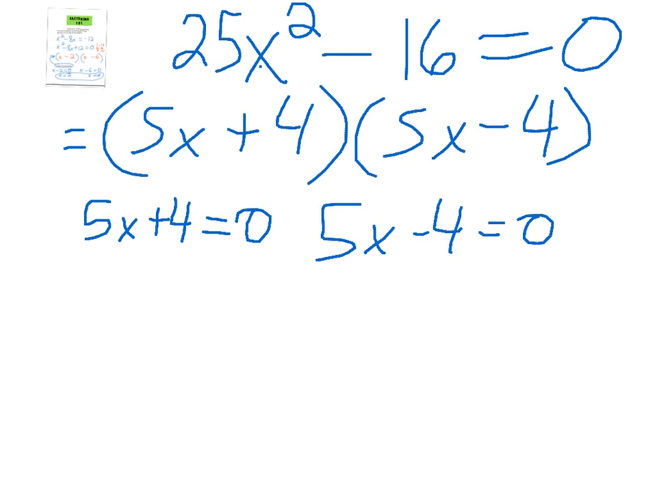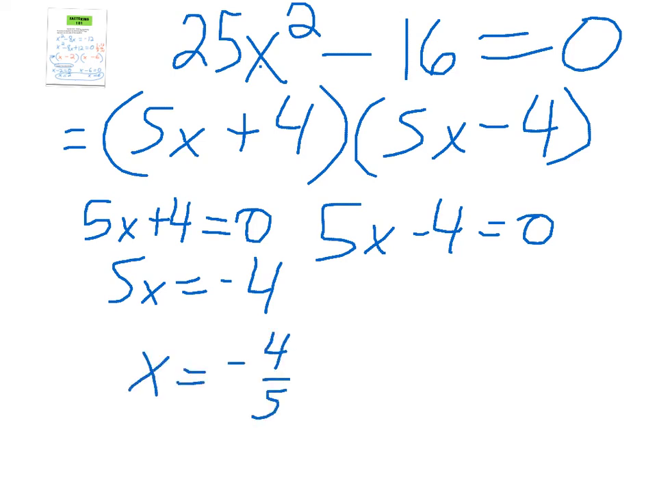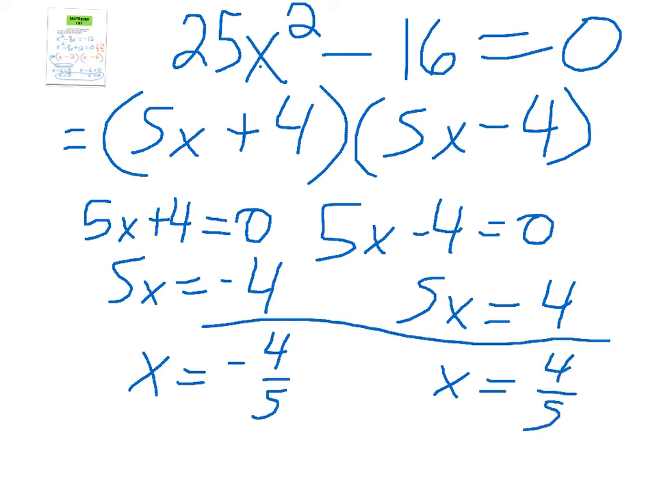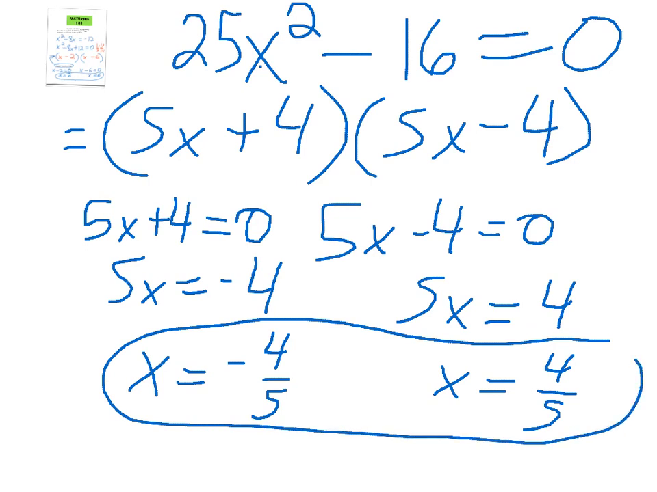And see what we get. If I subtract 4 from both sides, 5x is equal to negative 4. Divide both sides by 5, and x is negative 4/5. Add 4 to both sides this time. 5x is equal to 4. Divide both sides by 5, and x is 4/5. So we get negative 4/5 and positive 4/5 for our answer.